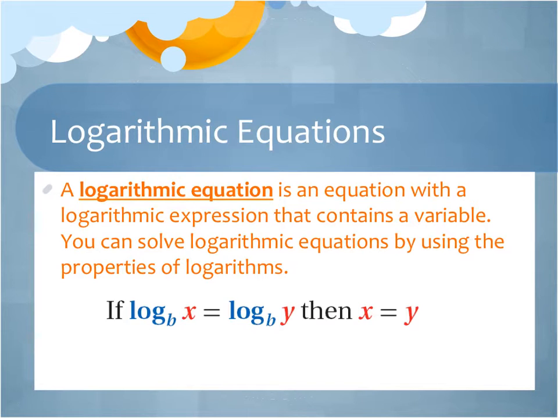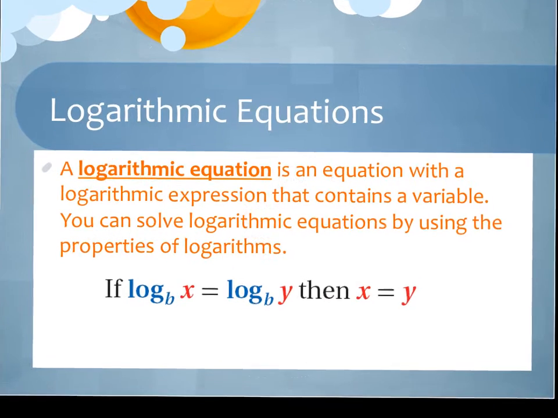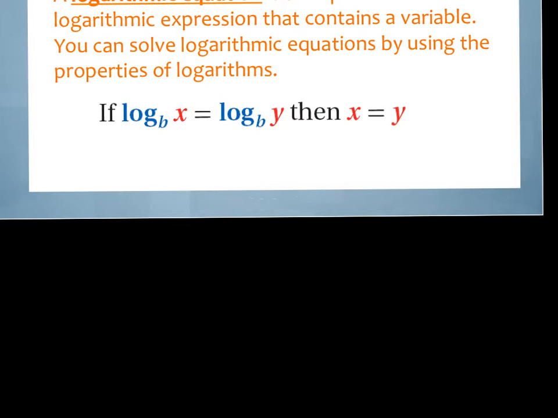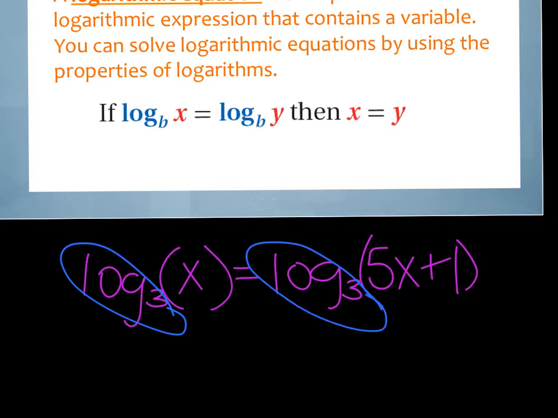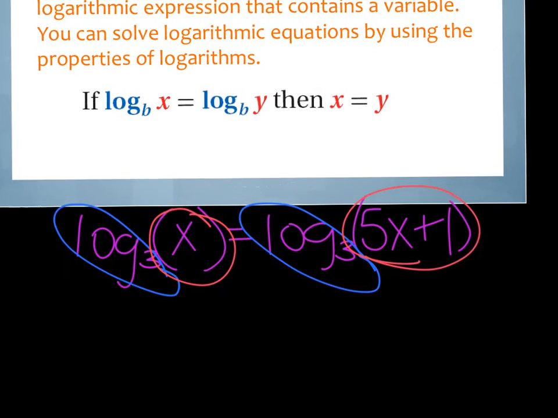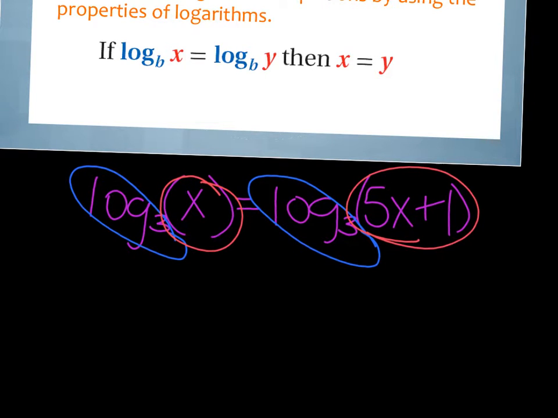So this also can be used in the one-to-one property. So if I have the log of the same base on either side of the equal sign, if I had log base 3 of x equals log base 3 of 5x plus 1, something like that, then as long as these match, it's just like having an exponential equation with the same base. I can grab whatever's next to it and set them equal to each other. So it's the same one-to-one property, it's just that this time you're using logs.